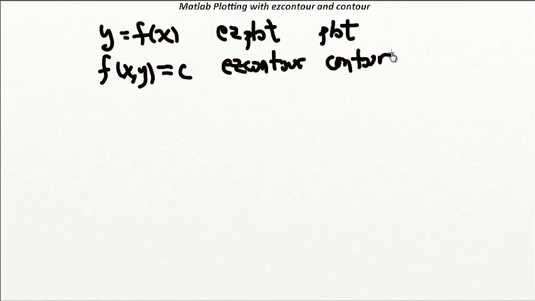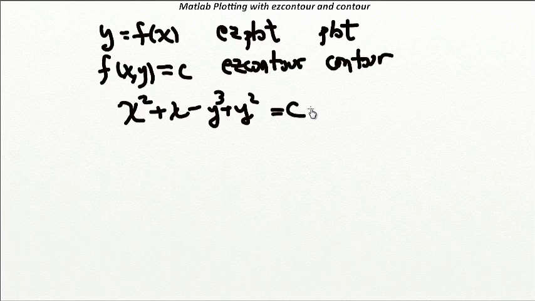So let's suppose you wanted to make a plot of the following implicitly defined curve. Let's suppose we have x squared plus x minus y cubed plus y squared equals c. We're going to do more than just plot a single curve. We're going to plot the level curves of the function x squared plus x minus y cubed plus y squared. And these commands, ezcontour, ezcontourf and contour, will do that very nicely for us.